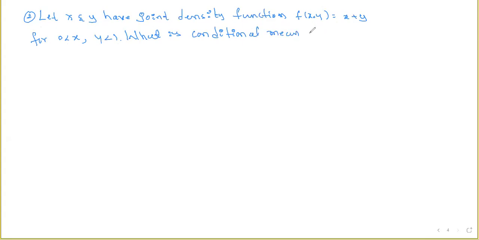What is the conditional mean? That is expected value of y given x, which is equal to 1 by 3, right? So we need to find out y given x at x equal to 1 by 3, and they given continuous case, right? So they only mentioned here let x and y have the joint density function, right? Okay, to find out this expected value of y given x, we need to find out what is the formula here. Just we need to write down the first formula.